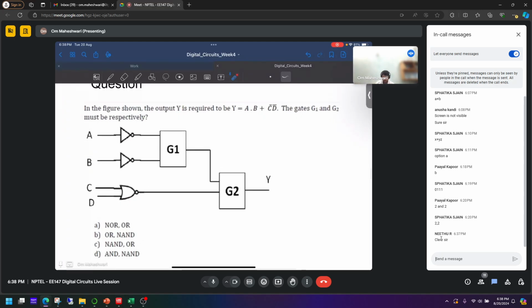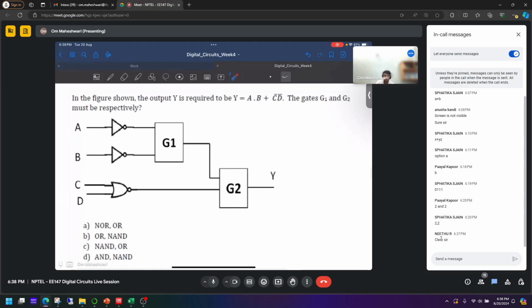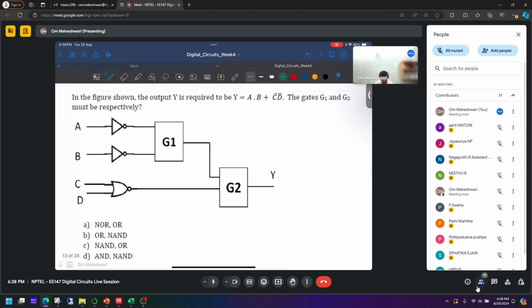So the next question is an interesting one. In the figure shown, the output Y required is AB plus C bar D bar. What are the gates G1 and G2? You will want it to be AB plus C bar D bar. What will be G1 and G2?